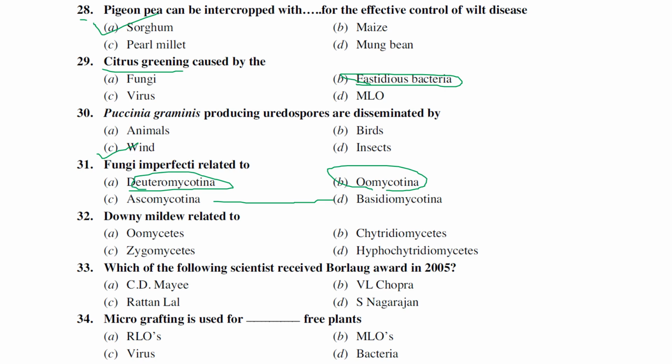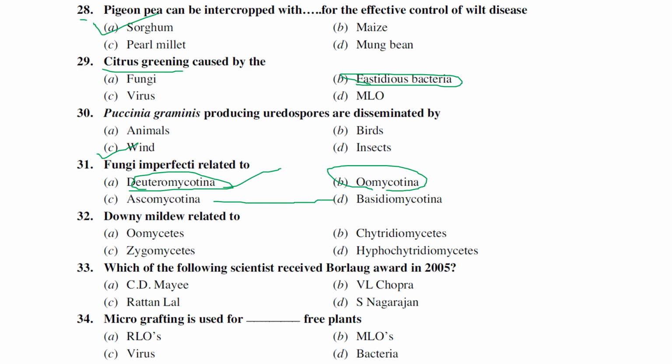Dustbin fungi was named by Fuckel, whereas C.T. Ingold named this Deuteromycota group as fungi imperfecti, in 1971. Okay, why is it called dustbin fungi or fungi imperfecti? Because it produces no sexual life cycle. That's why it's called fungi imperfecti.